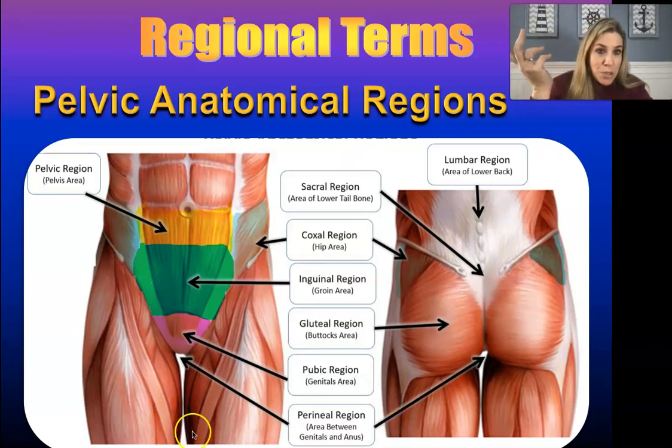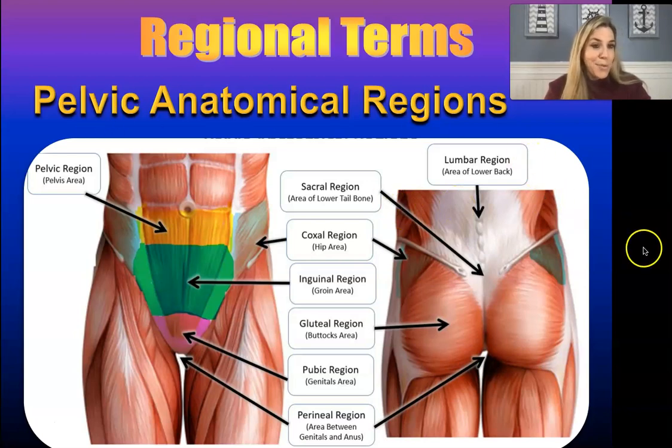Flipping the person over to the posterior perspective, you again have your lumbar region here. Very low, so inferior to the lumbar region, we have the sacral region. So it's kind of the lower tailbone here. That's sacral. And when we get into the skeletal system, you'll learn about a sacrum. So this is the sacral region. You can see your coxal regions here again. And the buttocks is the gluteal region. And then, of course, you have the backside of the perineal region as well. So those are the pelvic anatomical regions.